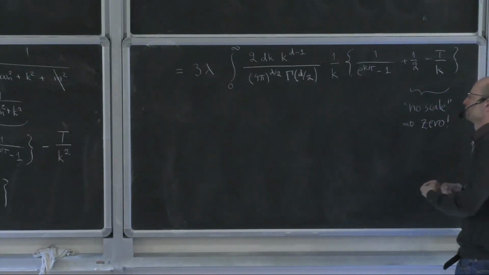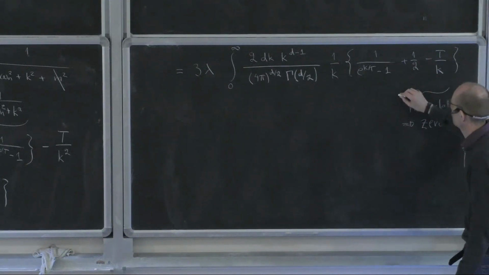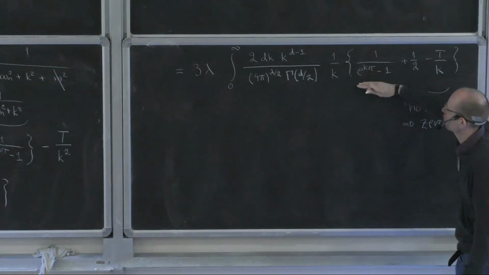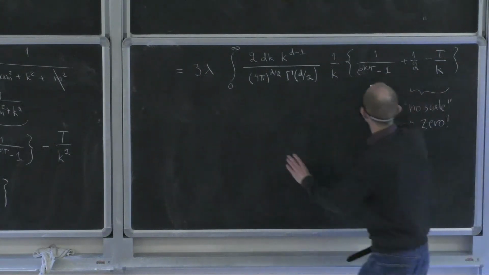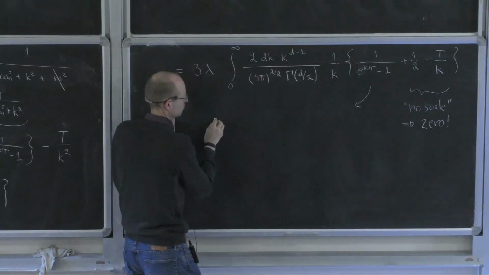There's no scale integrals are 0. So that's why dimensional regularization is so convenient. Well, this one is the one which gives a contribution. So here what we do is the following. We rewrite this.